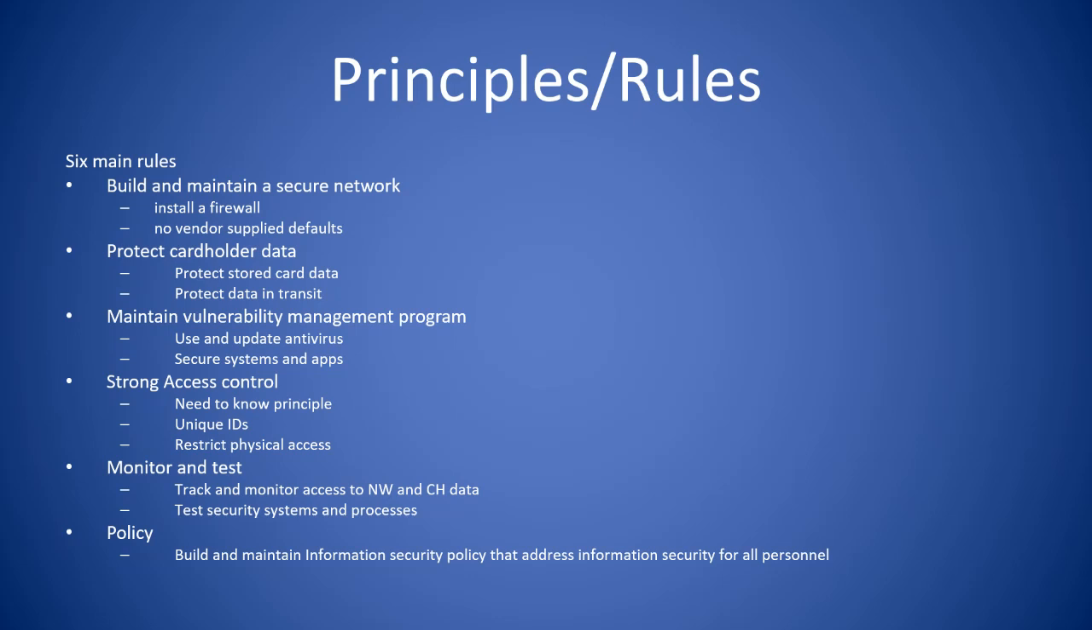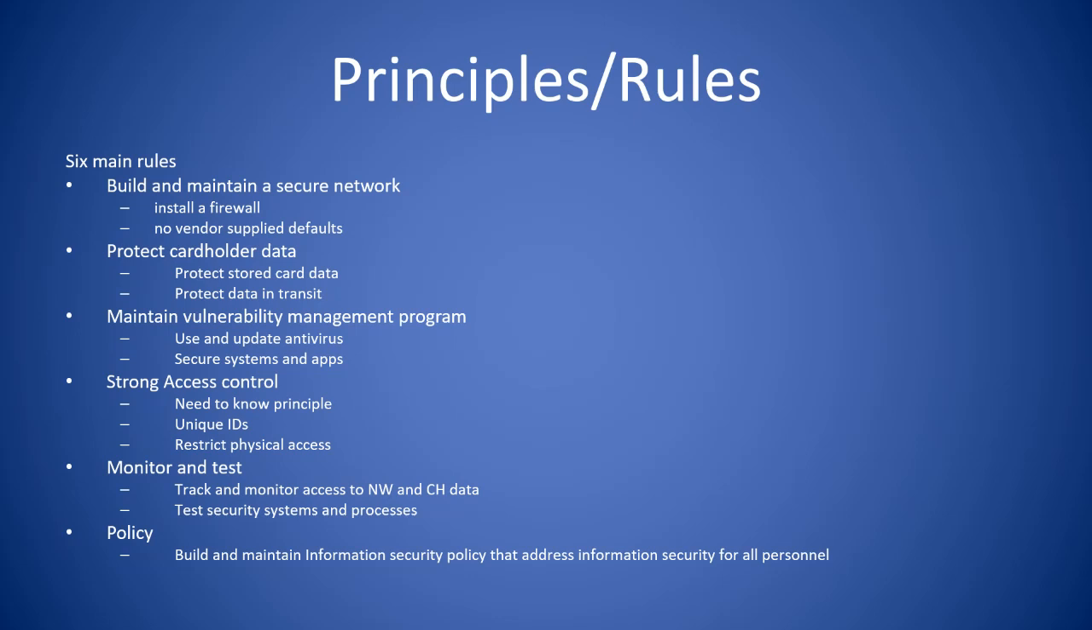PCI DSS is divided into 6 main rules. The first one talks about build and maintain a secure network. That is to install a firewall and ensure that there are no vendor supplied defaults. The second one talks about protecting cardholder data, whether the data is at rest, meaning wherever it is stored, or the data is in transit, ensuring that we use secure protocols when the data is moving from one place to the other.